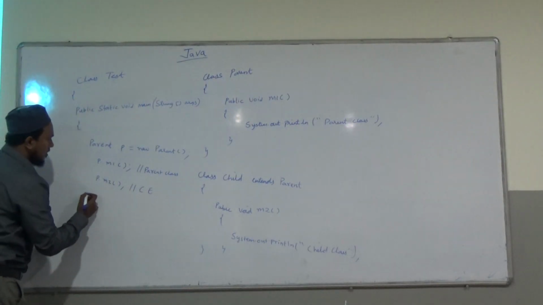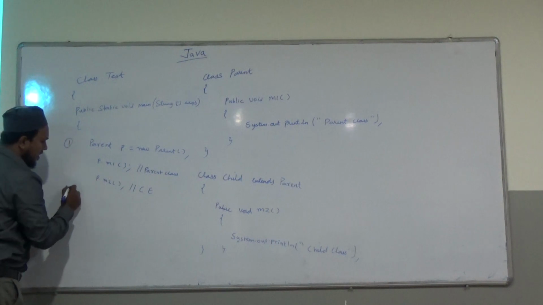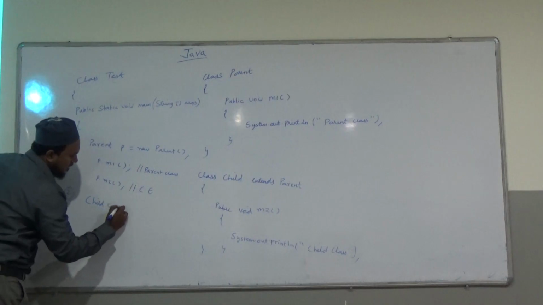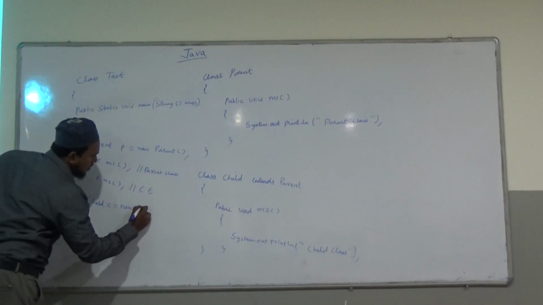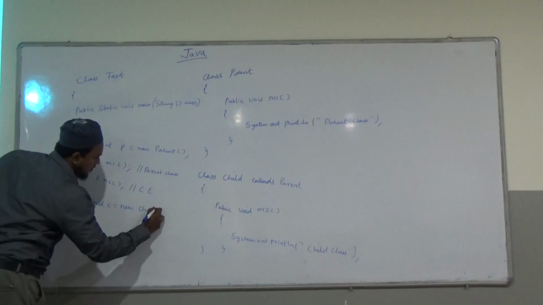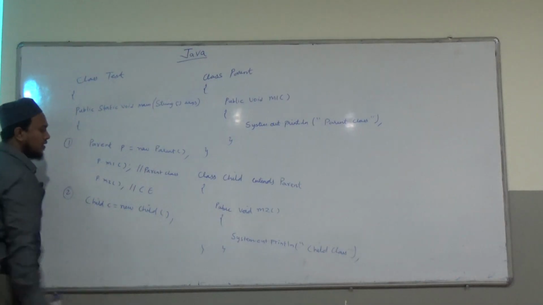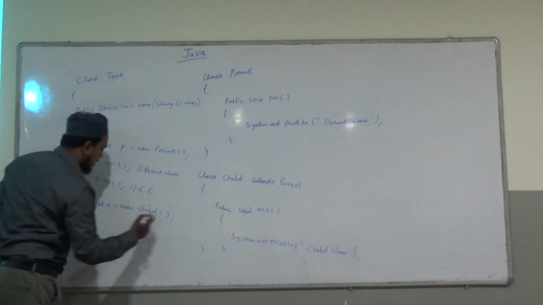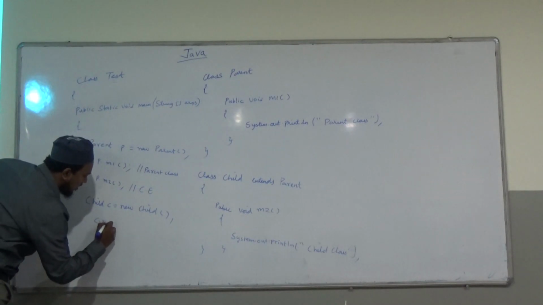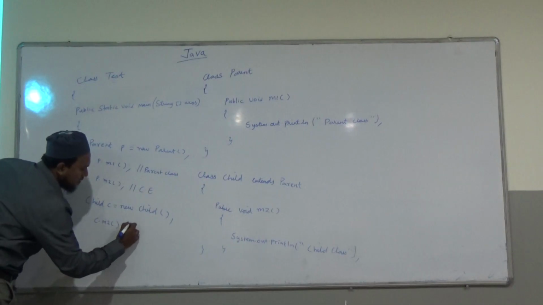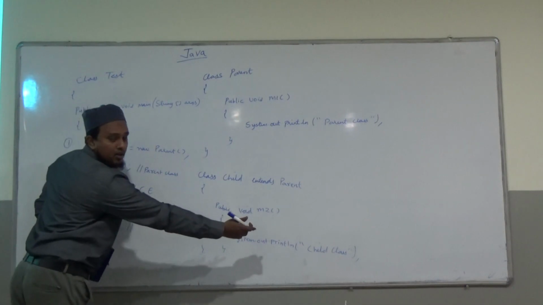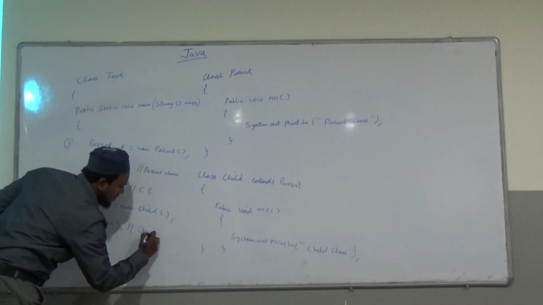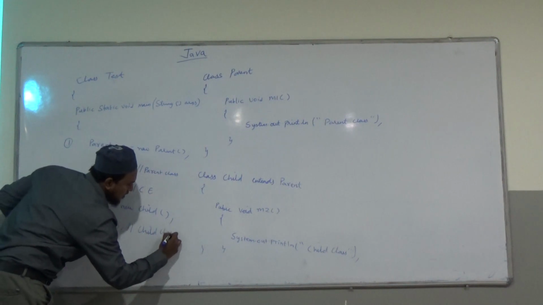Next, case 1 is this. In second case, I will create the object of child class. Child C is equals to new Child. Now see here, in child class what is the method I have? M2 method. If I call C dot m2 method, what is the output I am expecting? By default, in m2 method what we have? Child class. So the output will be here child class. Yes or no? Child class.